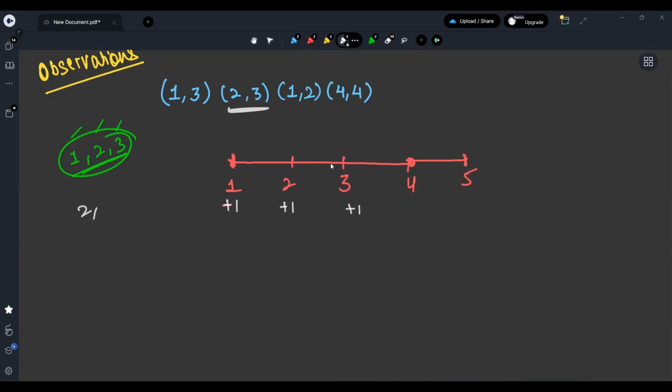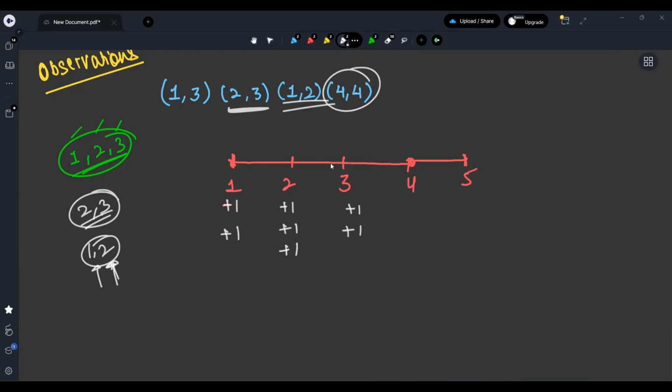Similarly, for 2 to 3, we have 2 points, 2, comma 3. So I will say, okay, frequency will become plus 1. Similarly, from 1 to 2, we have 2 points, 1, comma 2. Make the frequency of all of them plus 1. For 4 to 4, I have only 1 point, 4. So I will say frequency plus plus. So how many elements are there? 3, 2, 2, and 1. So I have to find the maximum. The question is not about drawing a vertical line. We just have to count where we can get the maximum frequency. Okay. So the question is this.